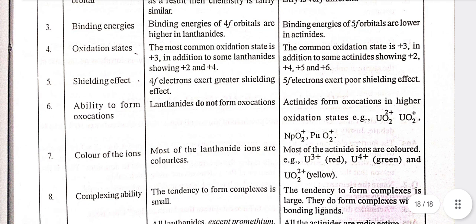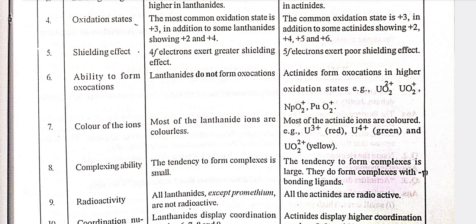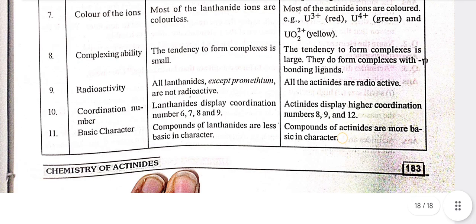Oxidation state. In lanthanides, the most common oxidation state is positive 3, in addition to some lanthanides showing positive 2 and positive 4. In actinides, the common oxidation state is positive 3, in addition to some actinides showing positive 2, positive 4, positive 5 and positive 6. Shielding effect. 4f electrons exert a greater shielding effect, 5f electrons exert a poor shielding effect. Ability to form oxocations. Lanthanides do not form oxocations, actinides form oxocations in higher oxidation states like UO2 positive, etc. Color of ions. Most lanthanide ions are colorless, most actinide ions are colored. Example: U3 positive red, etc.